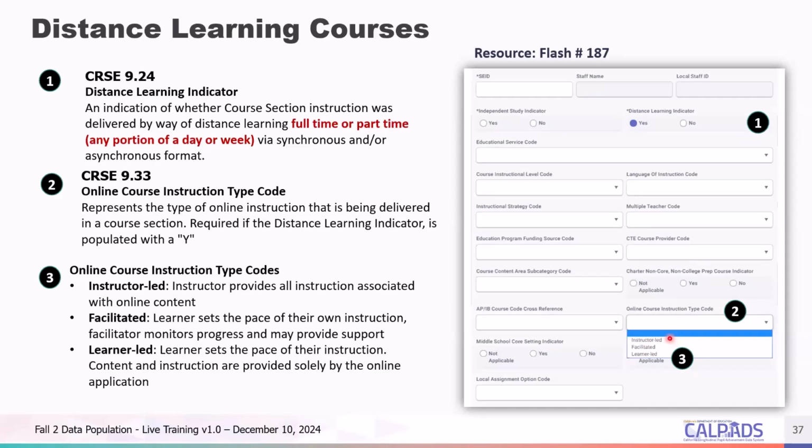The first is Instructor Led. This indicates that an instructor provides all of the instruction associated with the online content. The course section content may be provided or may be based on an online program or based on instructional materials such as a textbook, but the instruction is solely or primarily provided in a synchronous manner. This means that the teacher and the students are in different locations, and the instruction is provided by the teacher to the students in real time at the same time for the full or some portion of the school day.